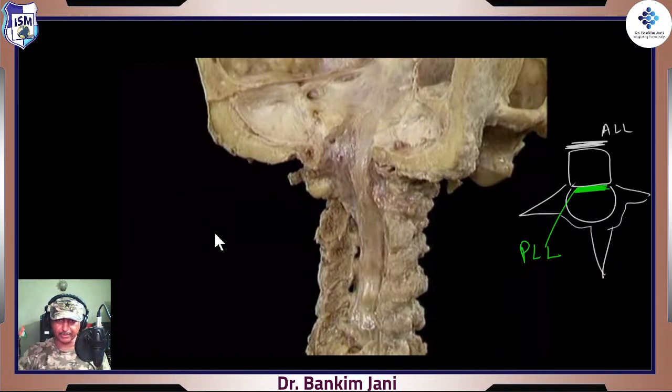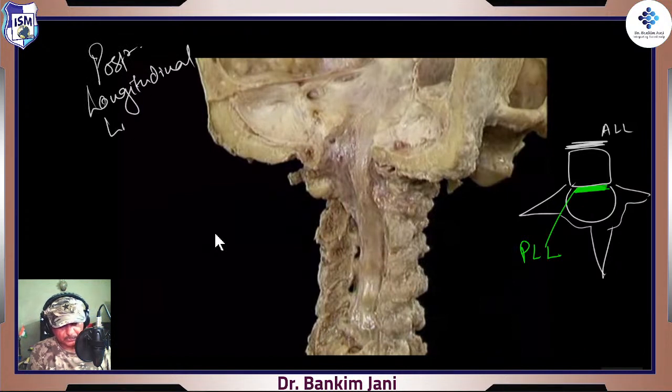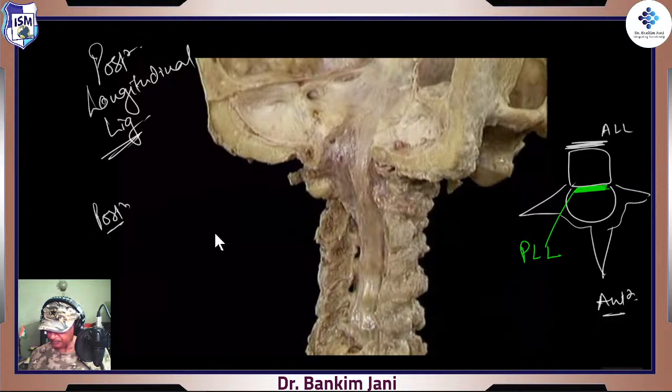So we are slicing it for the posterior longitudinal ligament. This is posterior and this one is anterior. So where are the bodies? Well, these are the bodies. That's the body. So our area of focus would be this. That's what we are trying to watch, correct?